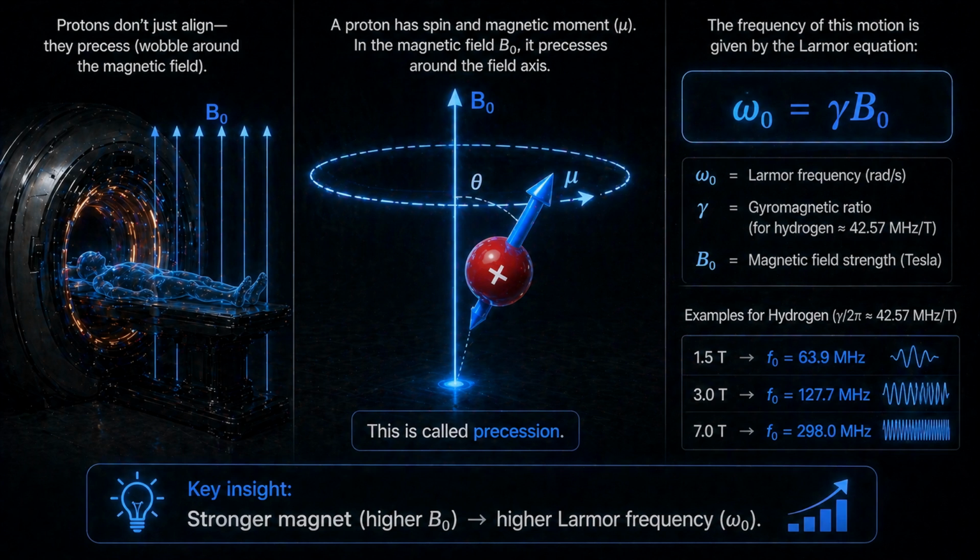On to number 3, precession and Larmor frequency. Protons don't just align, they precess, wobble around the magnetic field. The frequency of this motion is given by the formula in the top right corner. The Larmor frequency equals gamma times the magnetic field strength. Key insight: stronger magnet, higher frequency.